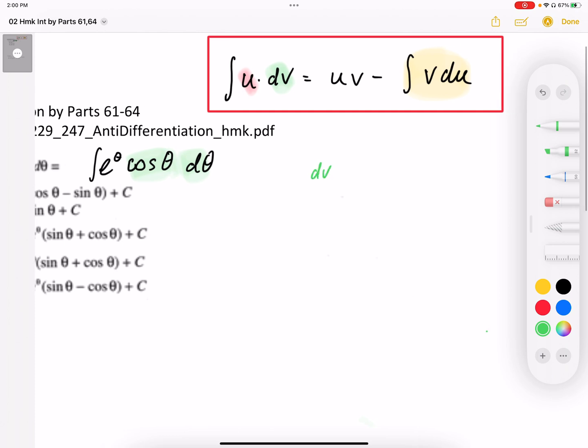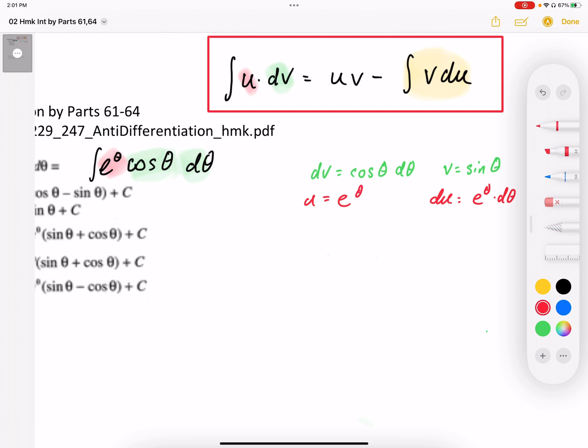So I've selected my dv, I integrate this so that I generate a v term. Okay, and then I need to choose a u term, which is the remaining part here. There's my u, and I'm going to differentiate this to generate my du. So the du part is just e^θ dθ.